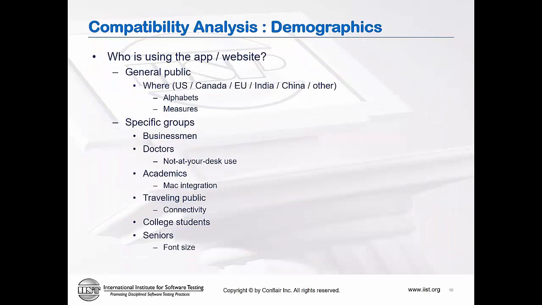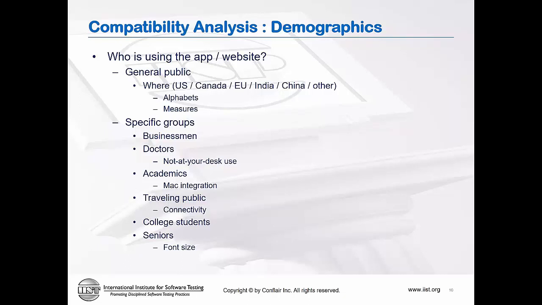So now demographics. The question here is, who is using our app or website? And there can be different answers. It can be general public, right? And if it's the whole wide world, that's my toughest case, because I need to figure out what I do, for example, with different alphabets, right? Call it part of the functional testing, part of the compatibility testing, don't care. I want to make sure that we catch that.